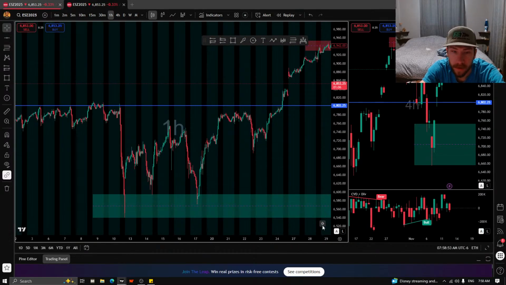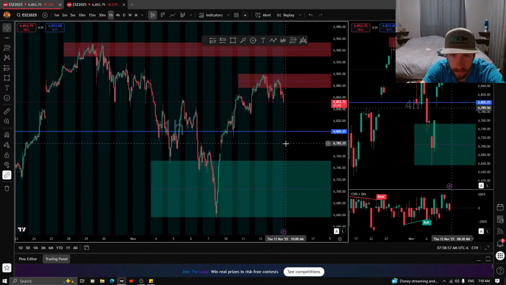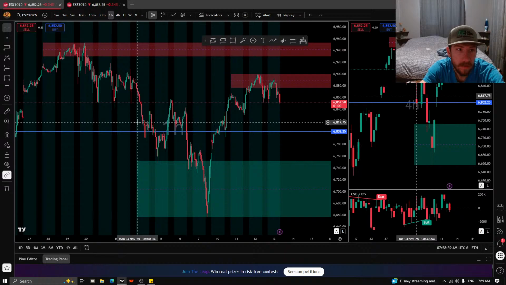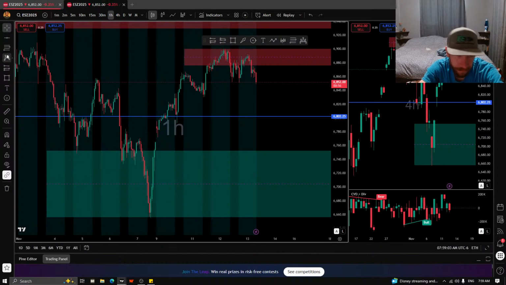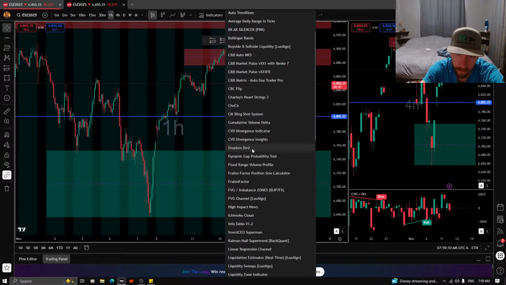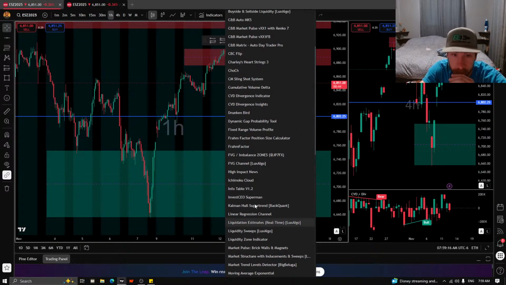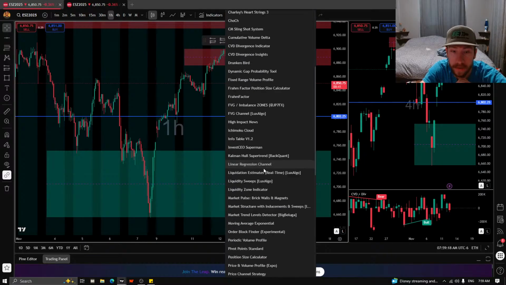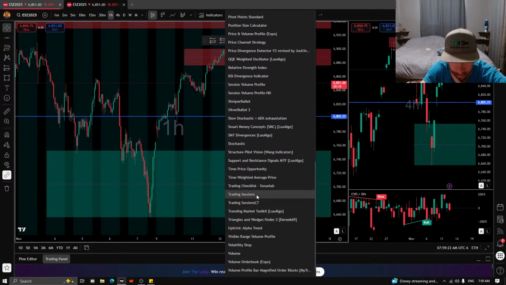You could come down into the hourly too, but I would argue that it's not as important. So then I come up here. You don't have to do this. You don't have to use this indicator. You can just remember the times that the sessions end, and you could just mark them manually, but it's just easier for me to see.